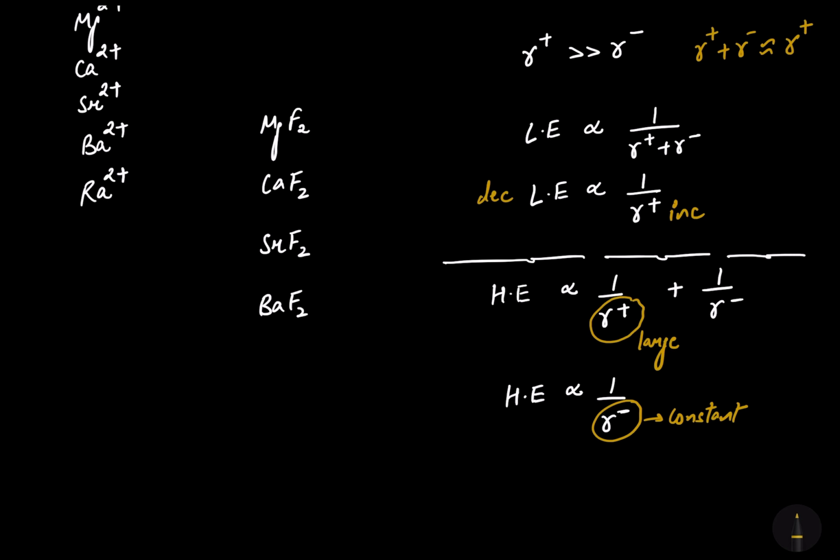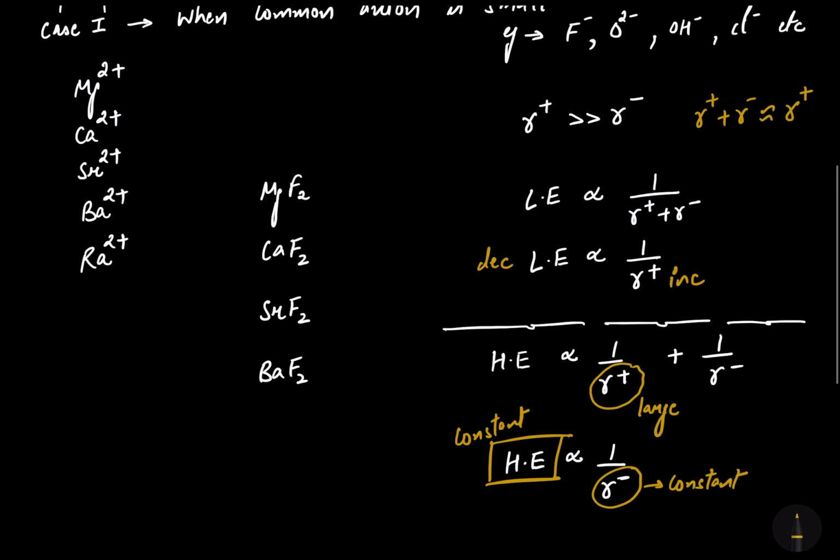That means the radius of an ion is constant, due to which in this case the hydration energy will be constant. So being a constant value, the solubility will not depend on the hydration energy in this case. So we look only at the lattice energy. We have just done that. Lattice energy is inversely proportional to the radius of the cation. Now down the group, the radius of the cation increases, so lattice energy will decrease.